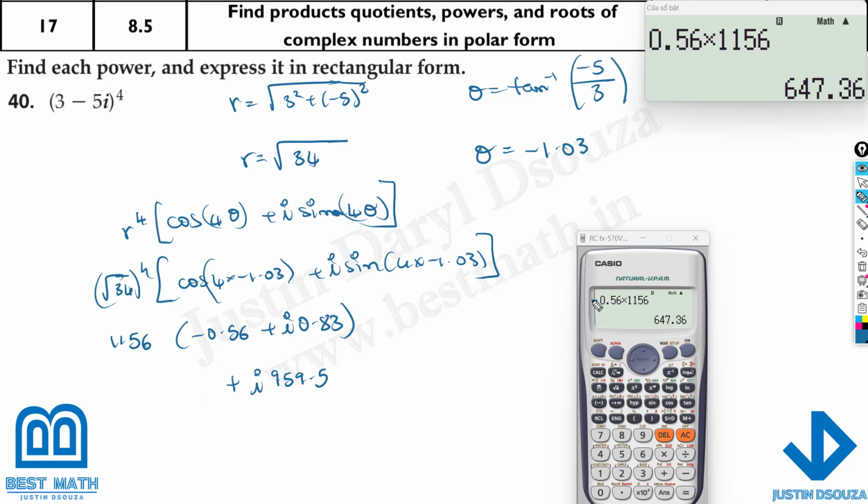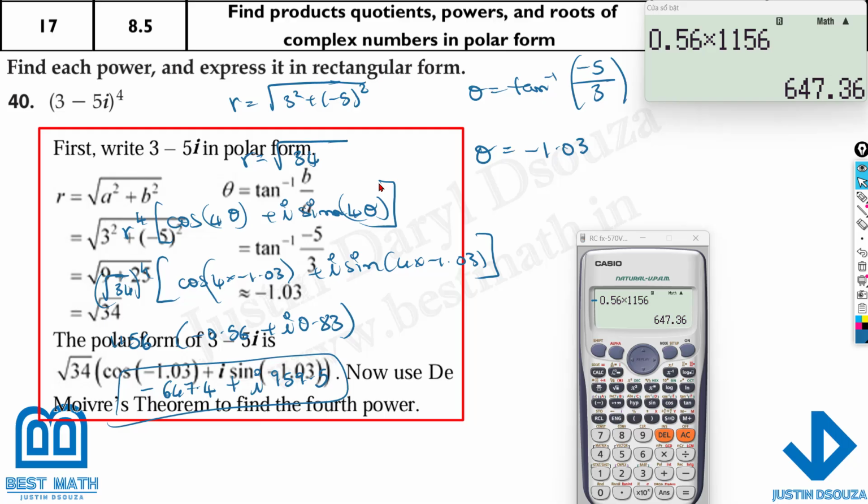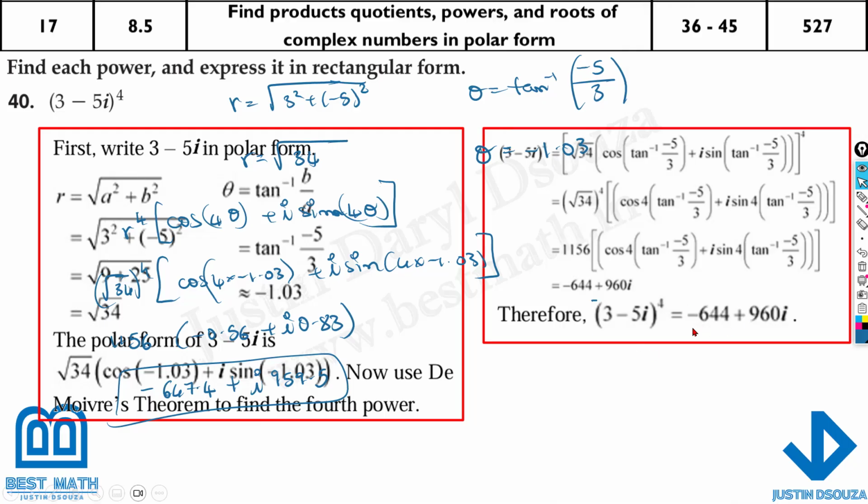Remember, it will be minus. Why? Because I have not added the minus sign here. So it will be minus 0.56. So the answer will be minus 647.4. So this is the final answer. That'll be the final answer.